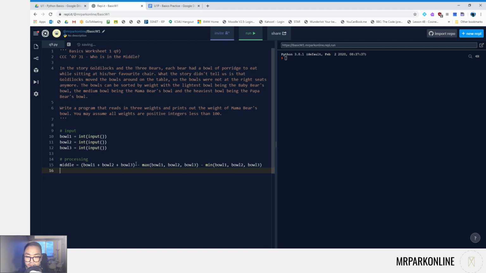All right. If I have the total sum and if I take away the smallest and biggest, I should be left with the middlemost value. So we're going to output, print middle. Now, if you see here, this is a very basic bare bones setup and a solution.